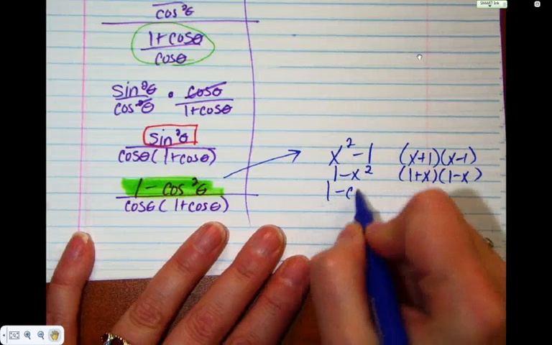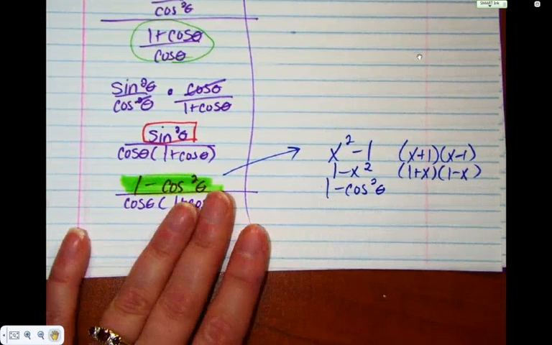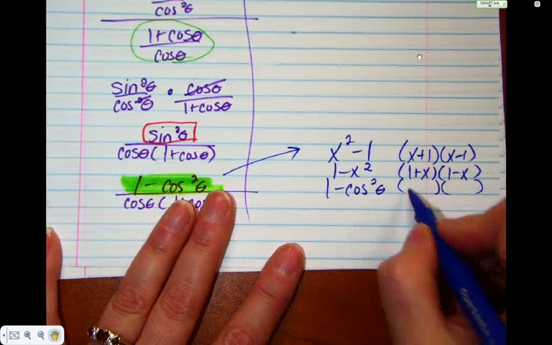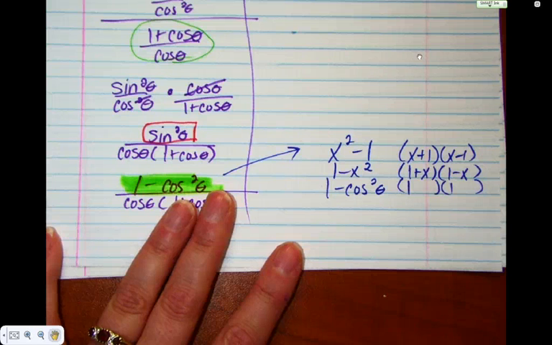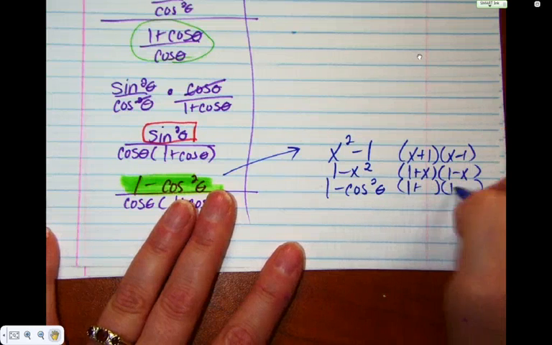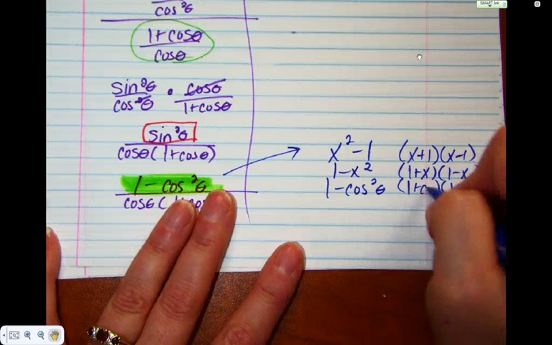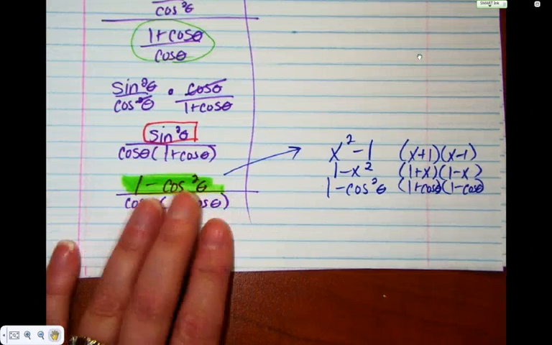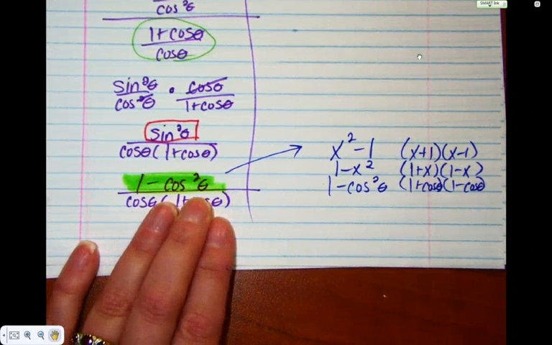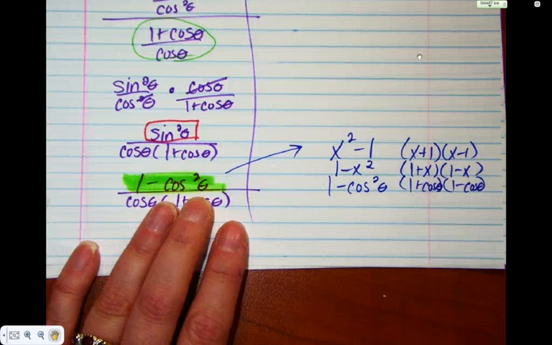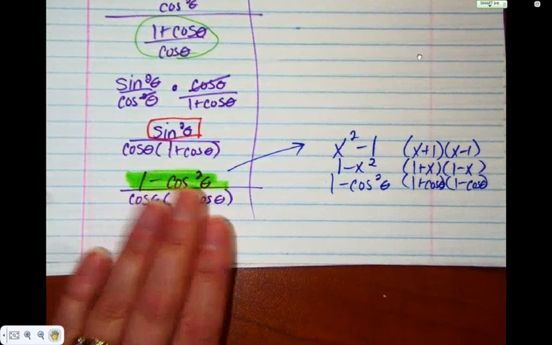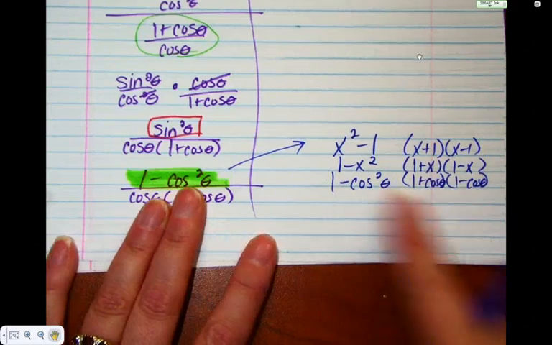Well, what if I gave you 1 minus cos squared theta? So this is a difference of squares. It will always be a difference of squares. So it's going to be 1 and 1, plus and minus, cos and cos. What if we had the other equation, which is the 1 minus sine squared? Is that factorable? Yes, so those two are always going to be difference of squares. 1 minus cos squared, 1 minus sine squared will always factor like this.